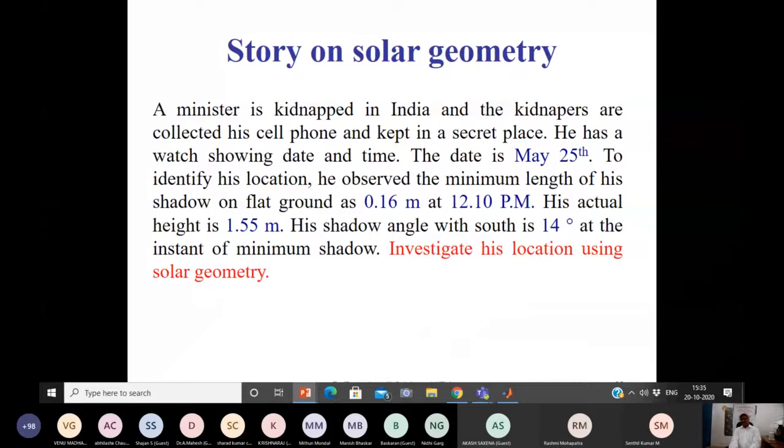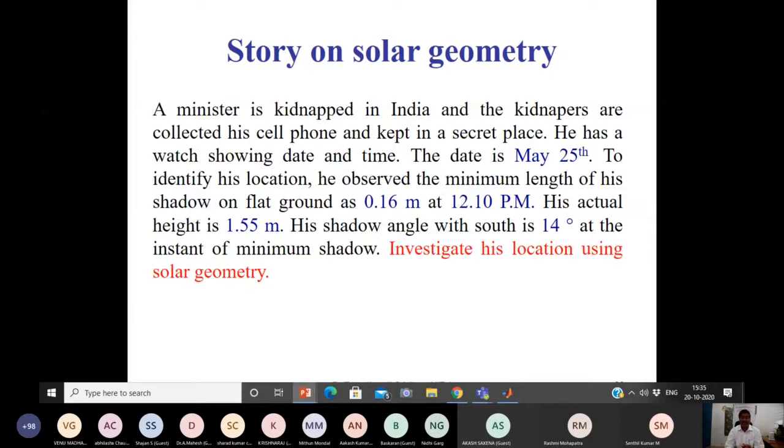Now, one application: in the first slide I showed finding the location. This is one problem I designed for the student examination. Let me read this problem. A minister is kidnapped in India and the kidnappers collected his cell phone. Nowadays all smartphones are sharing the location. That's why they collected his cell phone in a secret place, and he has a watch showing the date and time. The date is 25th May.